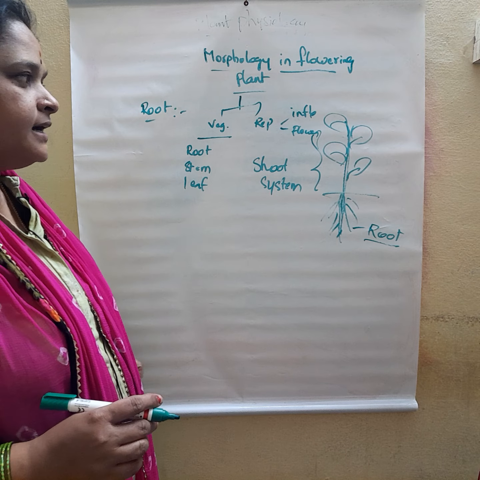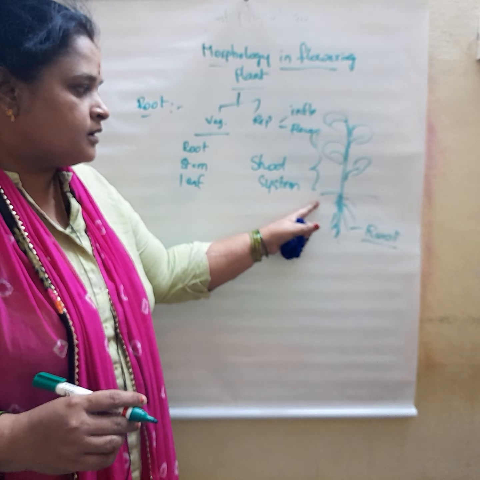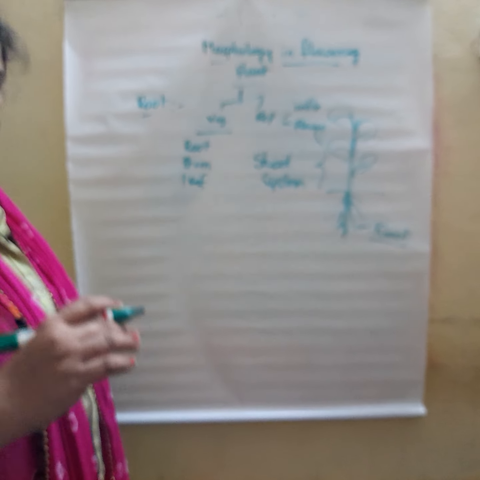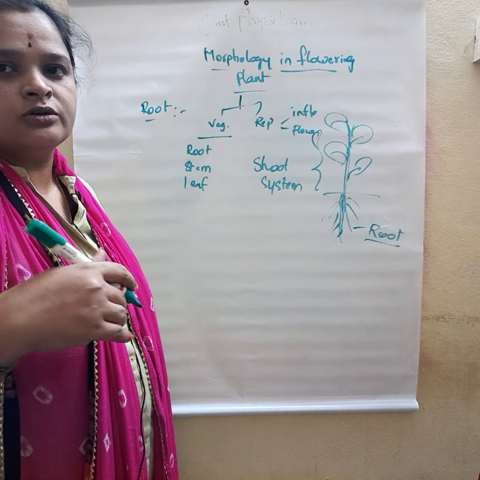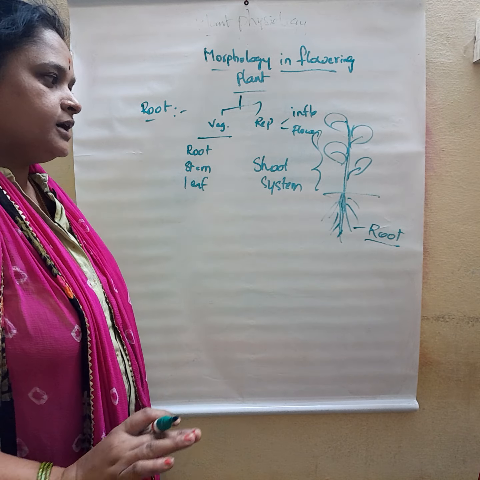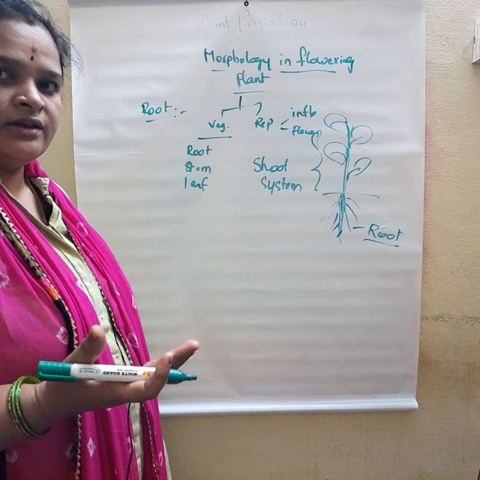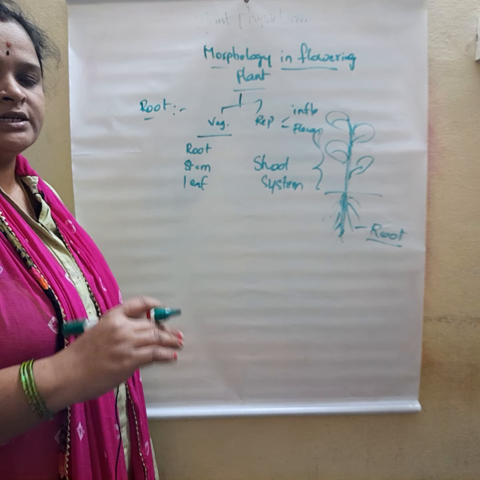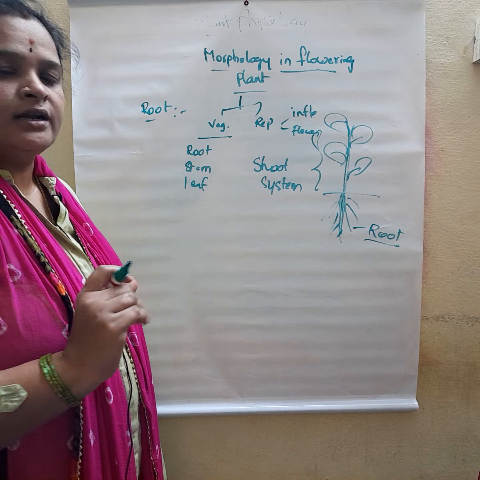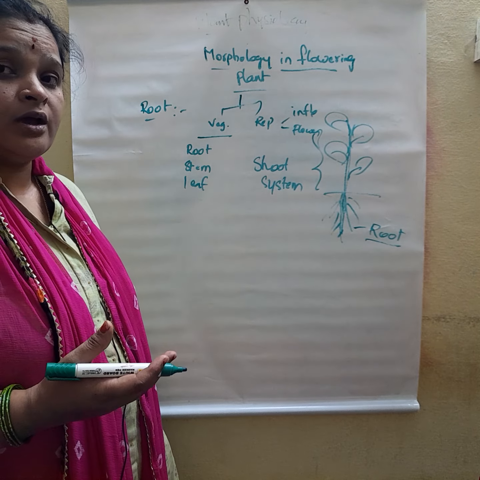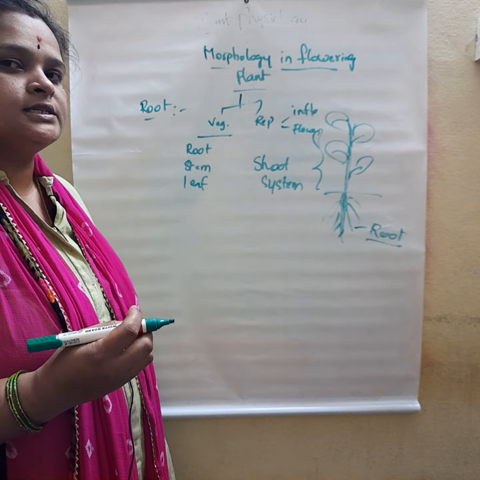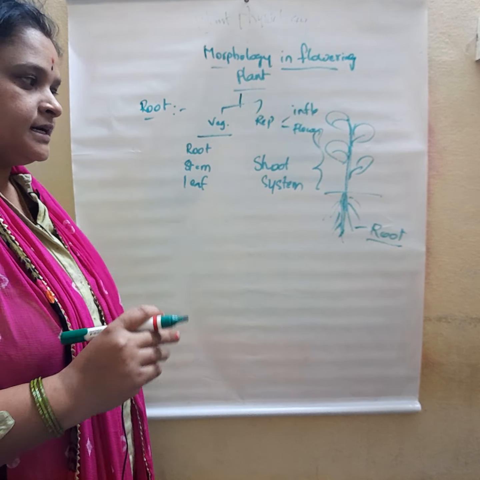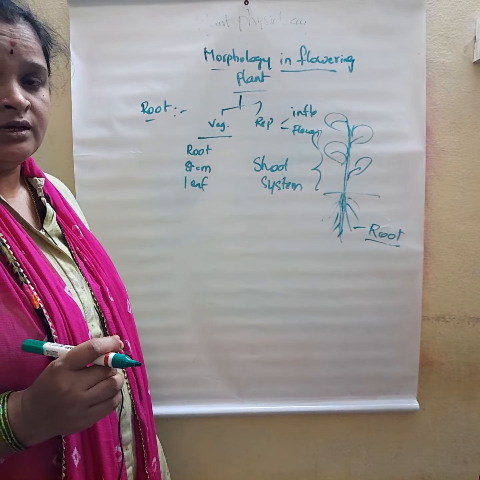If you see a plant, the underground part is called the root. It is positively geotropic, that means it grows towards the earth. What is the main function of the root? Root mainly gives anchoring to the plant, that means it gives strength to the plant to stand, and it supplies water and minerals, that means it helps in transport of water and minerals. That is the function of the root.